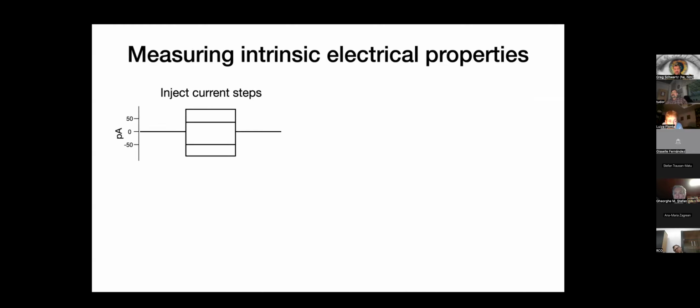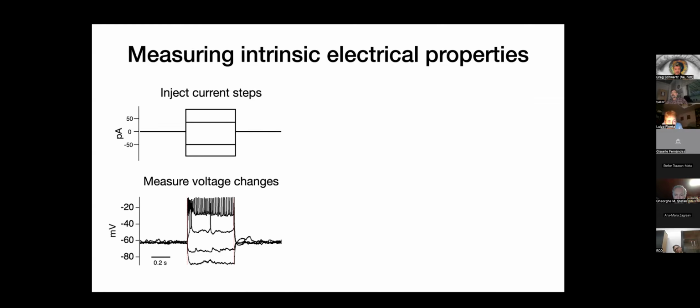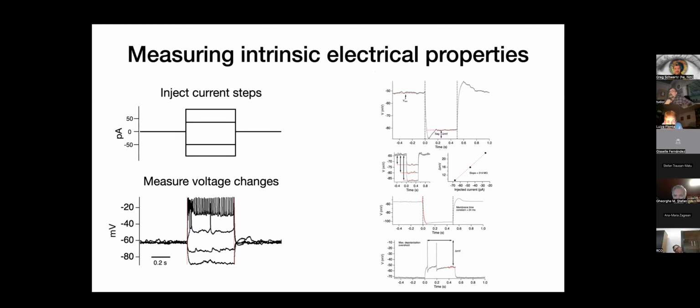We simply inject current steps, hyperpolarizing and depolarizing, and measure the voltage changes in the cell. And you can extract a ton from this. Those of you who are whole cell electrophysiologists know that you're recording at 50 kilohertz. You've got an incredibly rich data set when you do this kind of thing. So here are some examples of the parameters you can extract from this.